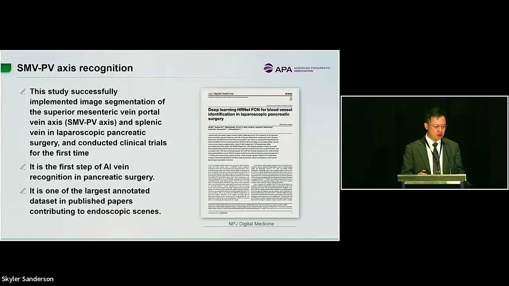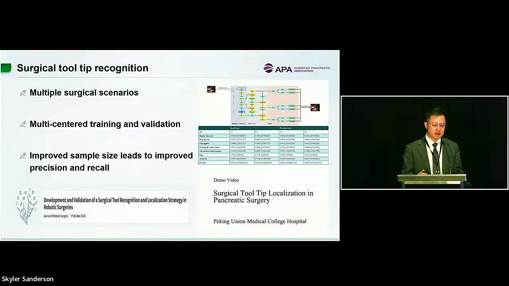A purple line marks the SMV and the PV. We do this for the first time in pancreatic surgery for the important vessels, because each pancreatic surgeon has to know the SMV and the PV when he does pancreatic surgery. And it's the first type of AI vein recognition in pancreatic surgery. This is the first example.